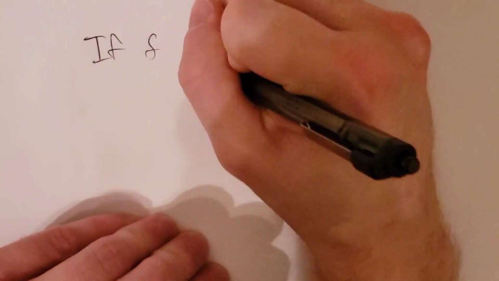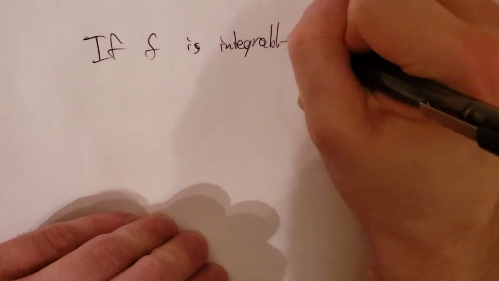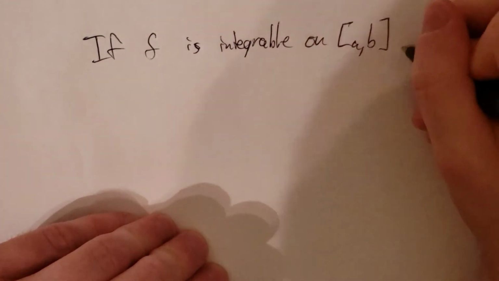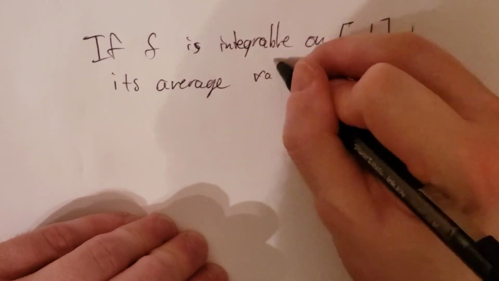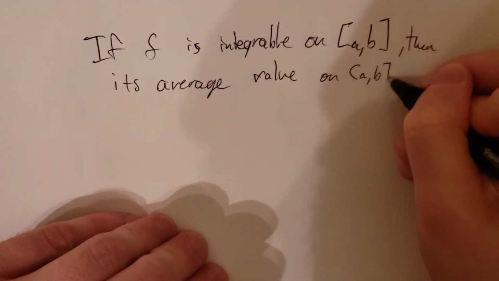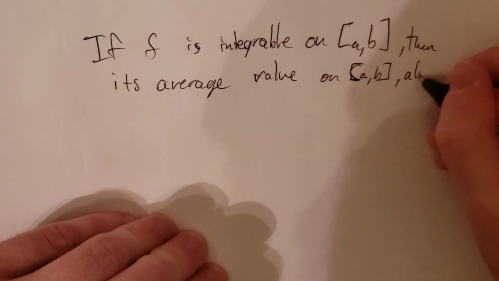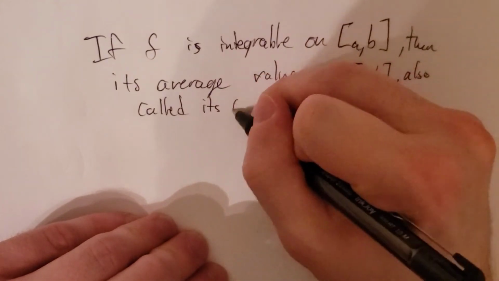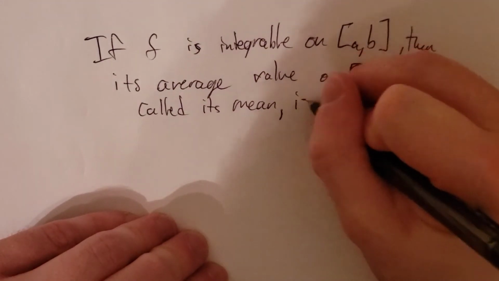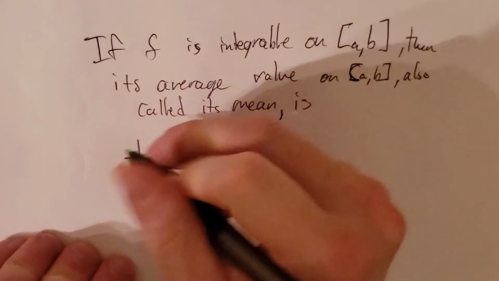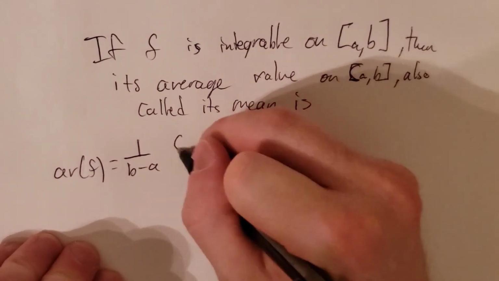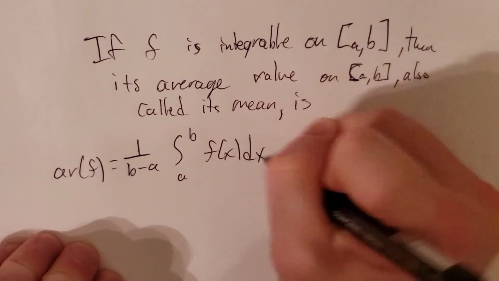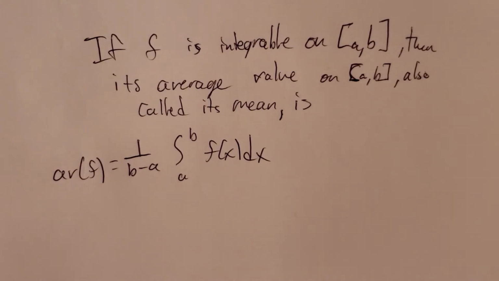All right, we have one last thing we're going to write down for this video, and that is that if f is integrable on the closed interval a to b, then its average value on the closed interval a to b, also called its mean, is, and that is, AV of f, so average of f, is 1 over b minus a times the integral from a to b of f of x dx. And this makes sense. Why does this make sense?